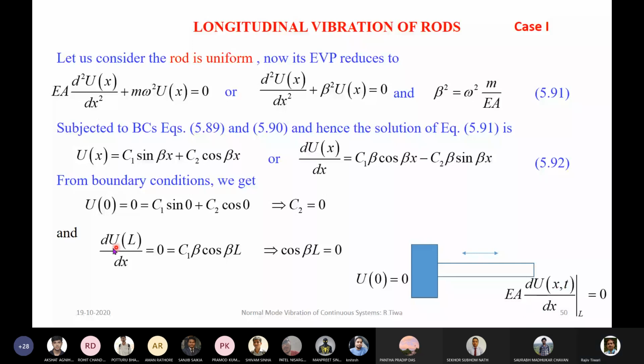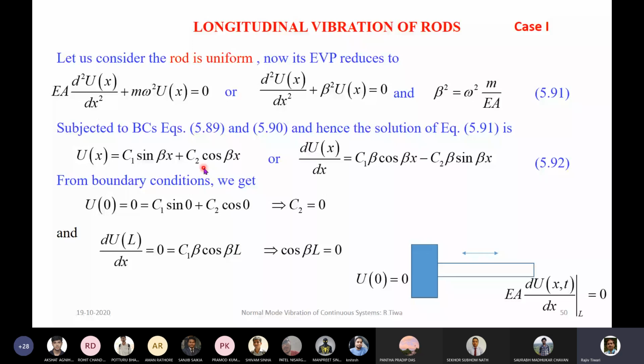So the derivative of u with respect to x at L is equal to 0. Taking the derivative of this, C2 is 0, so we are not taking this, only C1 beta, where x is there, we are putting L. So we got this expression. Now C1 cannot be 0, because if C1 is 0, then both C1 and C2 are 0, there is no motion.